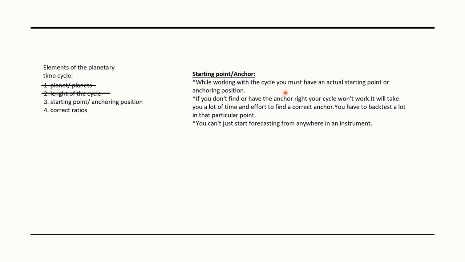Moving to the next point, which is a starting point or anchoring point. While working with the cycle, you must have an actual starting point or anchoring position. If you don't find or have the anchor right, your cycle won't work. It will take you a lot of time and effort to find the correct anchor. You have to backtest a lot at that particular point. You can't just start forecasting from anywhere in an instrument.